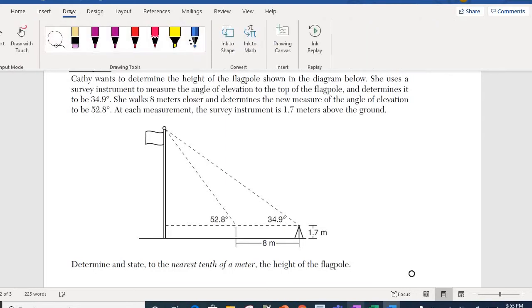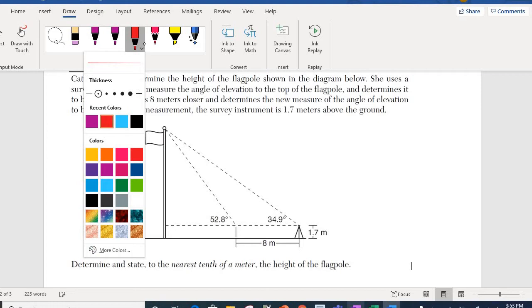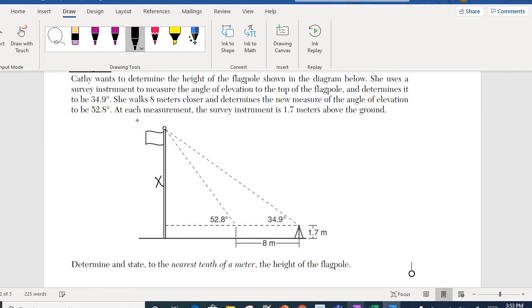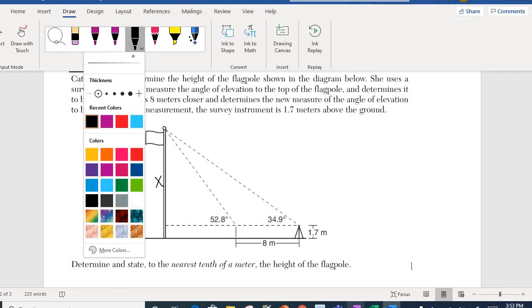Okay, so first thing we'll do is mark the height of the flagpole with X. Okay, so I'll call that X. And what I would recommend that we do in number 1 in all of these types of questions is I would recommend finding all the missing angles. Let's just do that and get that out of the way.